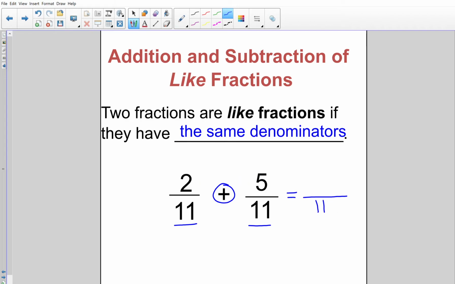Then I simply add 2 and 5, and I get 7, and then I check at the very end to see if I can reduce it, and I cannot. So there's only reducing in the very, very last step for addition and subtraction. There's no reducing like we did with multiplication and division within the fraction first. So we can only reduce at the end.